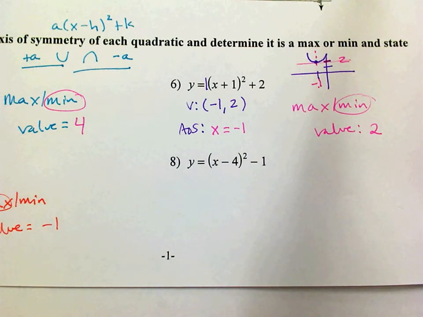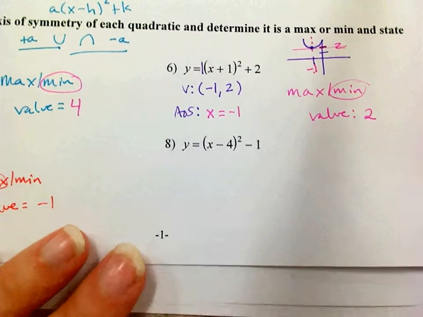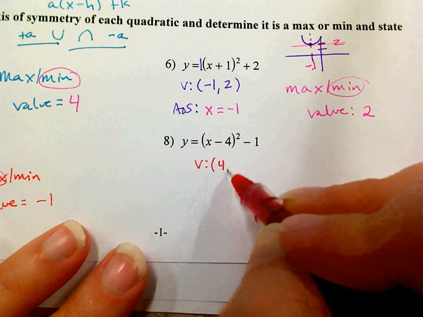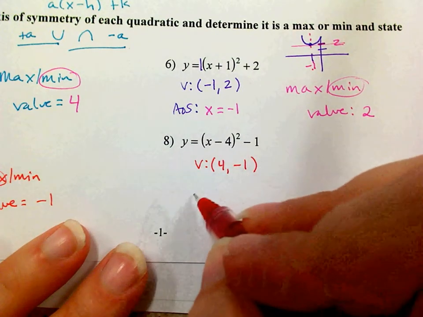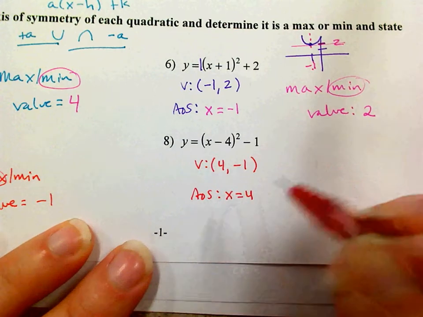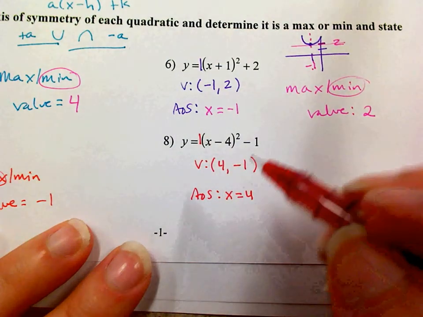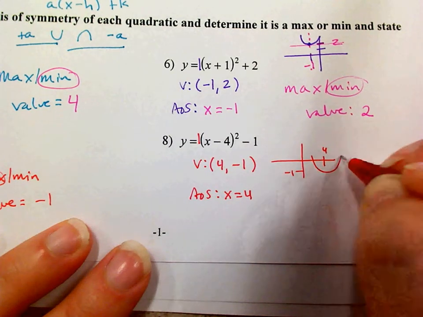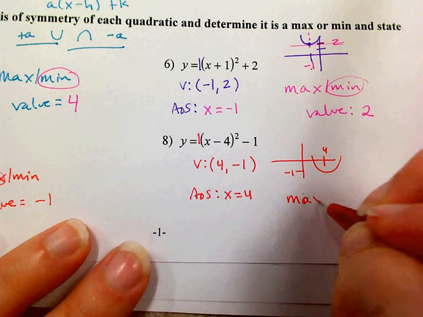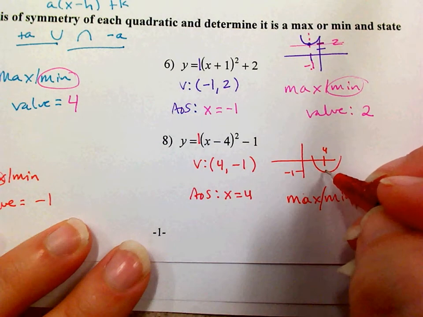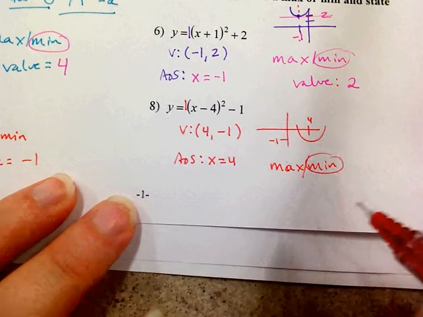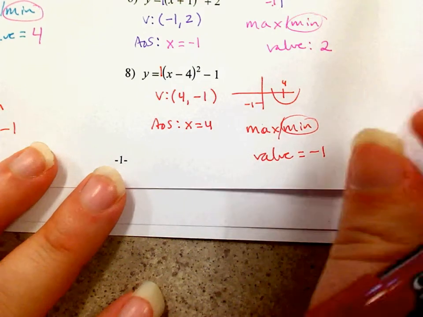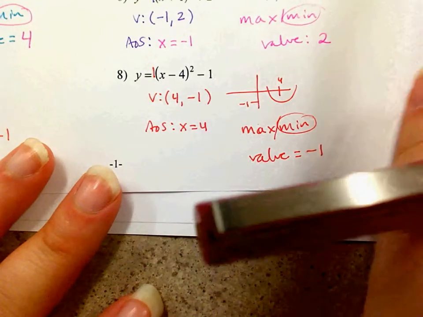All right. So, right quick, what about 8? Where's the vertex? Positive 4, negative 1. So what's the axis of symmetry? X equals 4. Is this a positive a? So does it open up? Okay, so if we're at positive 4, negative 1, and it opens up, is this a min or a max? Right there? That's a minimum. What is the lowest this function goes? Negative 1. Okay.